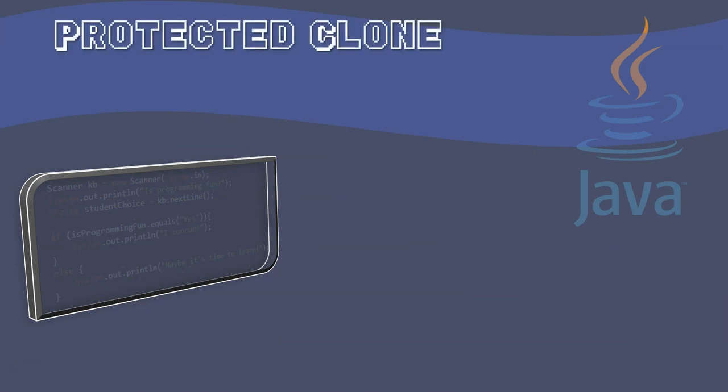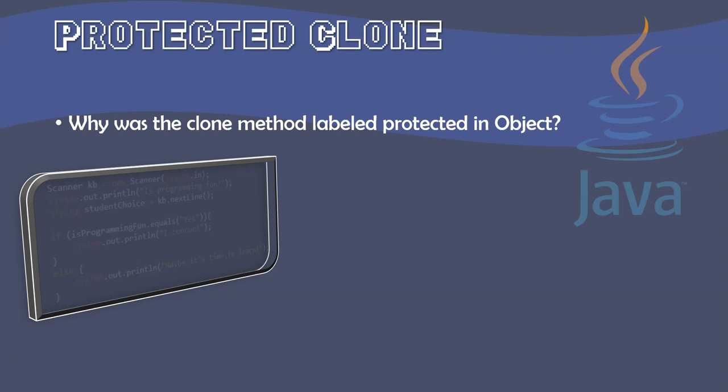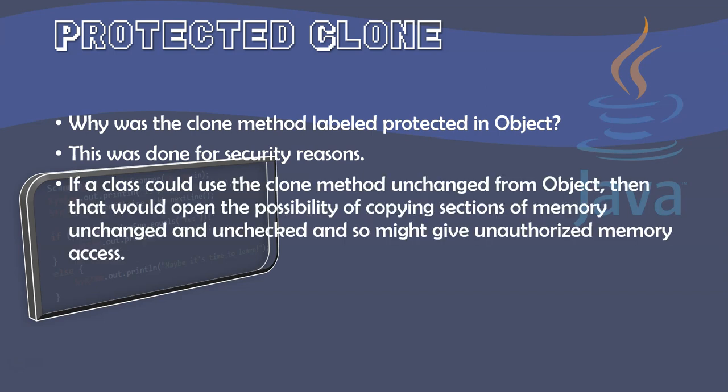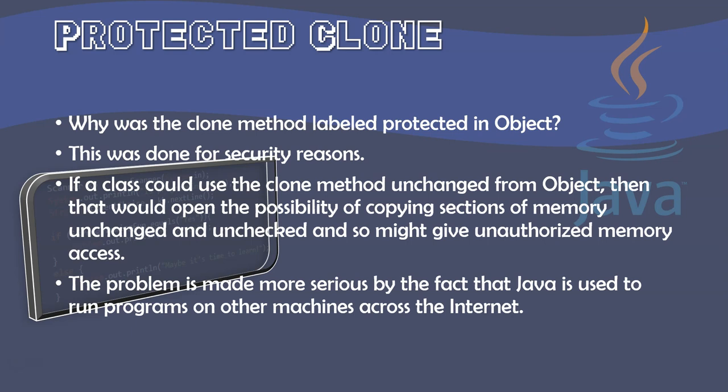So because we have a protected clone method we have to work with, we have to wonder, why do we have this limitation? Why was it labeled protected? Well, the primary reason was for security purposes. If a class could use the clone method unchanged from Object, then that would open the possibility of copying sections of, for example, memory unchanged and unchecked, and it might actually give unauthorized access to system memory. This problem, of course, is made more serious by the fact that Java was used to run programs on other machines across the internet. So, yeah, obviously you can see they could have some huge flaws that could potentially be exploited here.